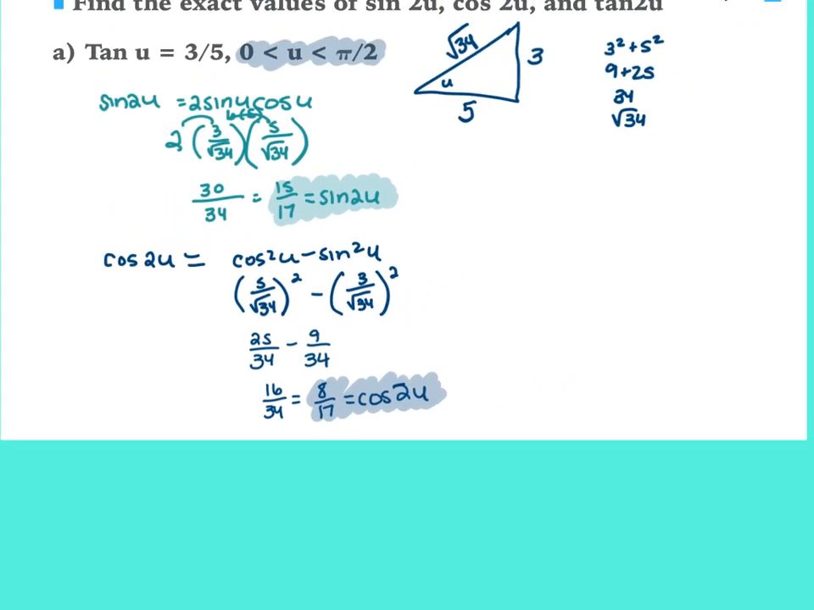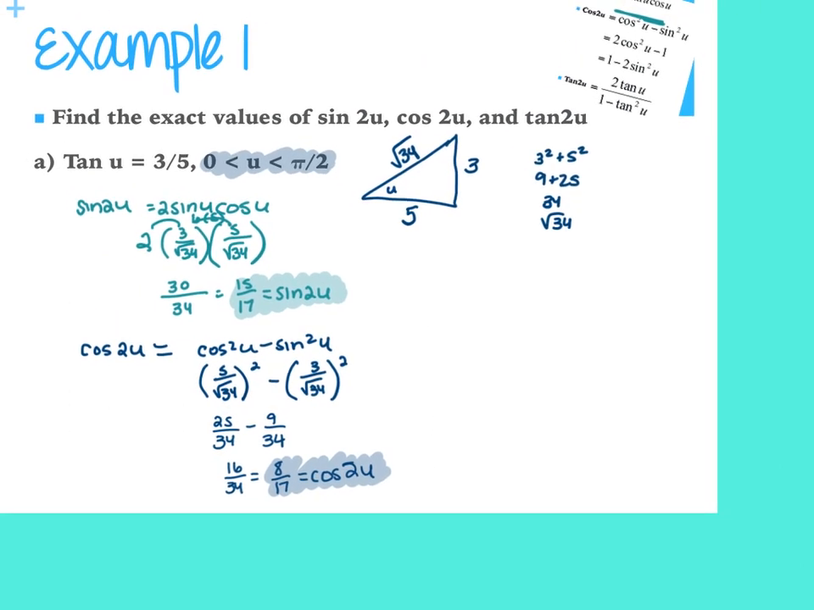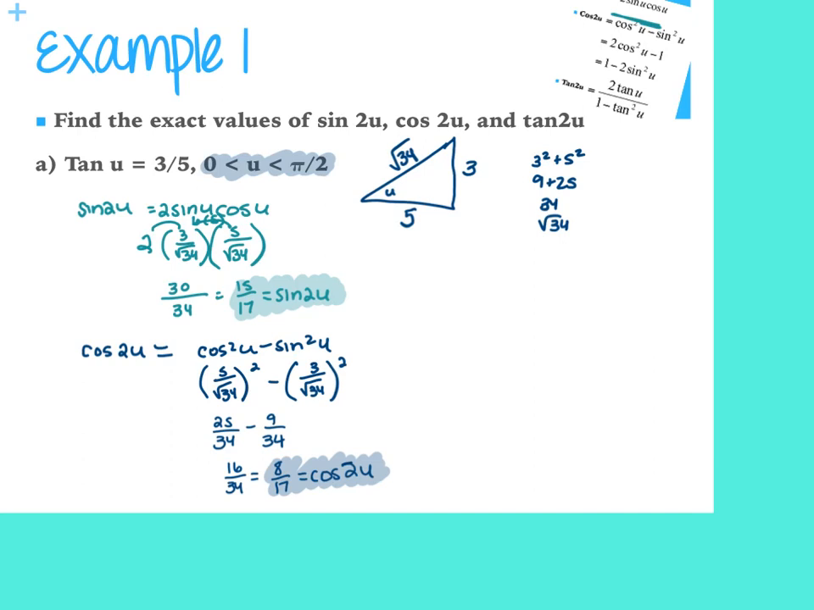Questions on those so far? Okay, then comes tangent. So what could we do for tangent? I could actually put the sine over the cosine. So tangent 2u is the same thing as saying sine 2u over cosine 2u.